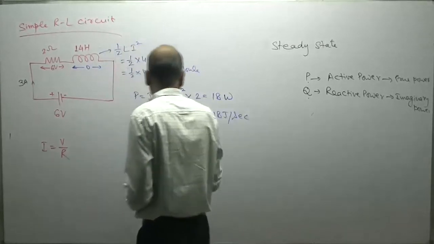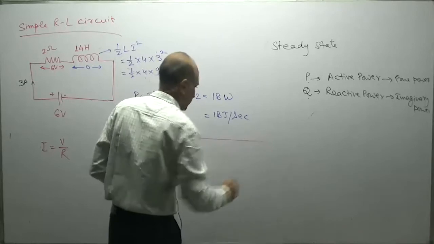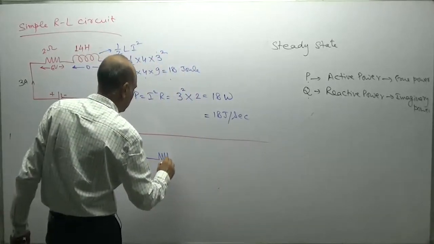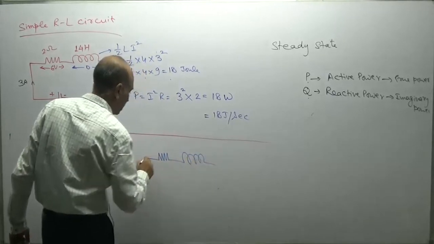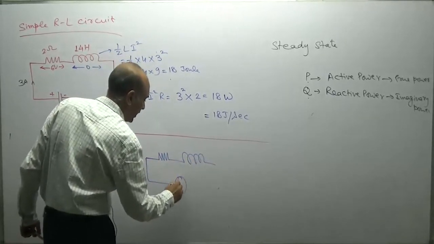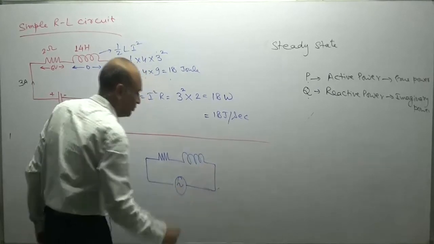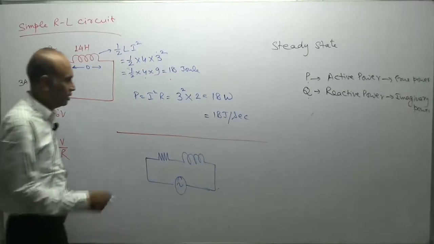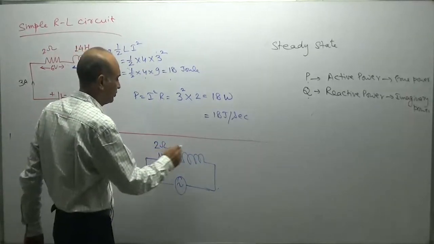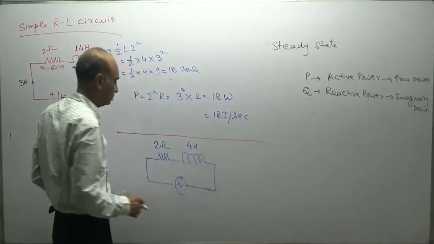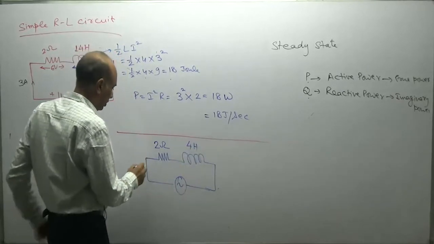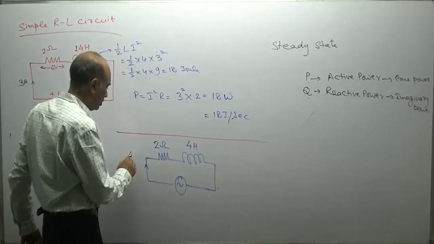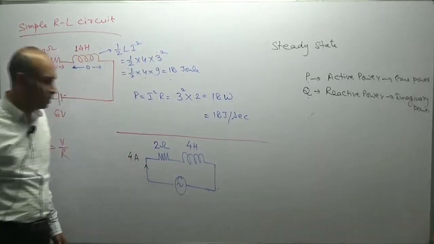Now, consider another circuit. This time AC voltage is applied. Suppose it is 2 ohm, it is 4 Henry, and current is, assume that it is 4 ampere.